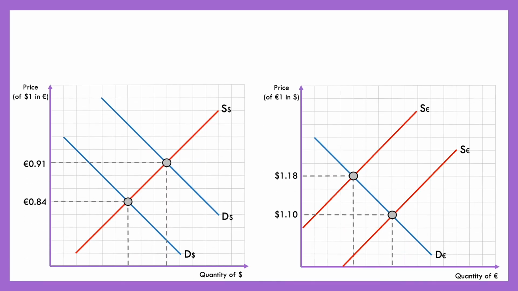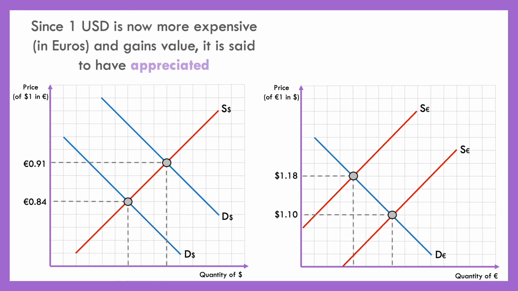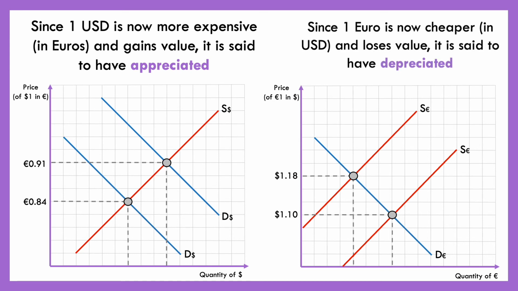So here's what we're saying here. Looking at the US dollar, since the US dollar is now more expensive, it has gained value, we say that the US dollar has appreciated. It's gone up in value. It is now worth more. But on the other hand, we say that the euro, since it's now cheaper, loses its value and has depreciated. When we're comparing two currencies, we will always see that as one appreciates or goes up in value, the other will depreciate and go down in value.